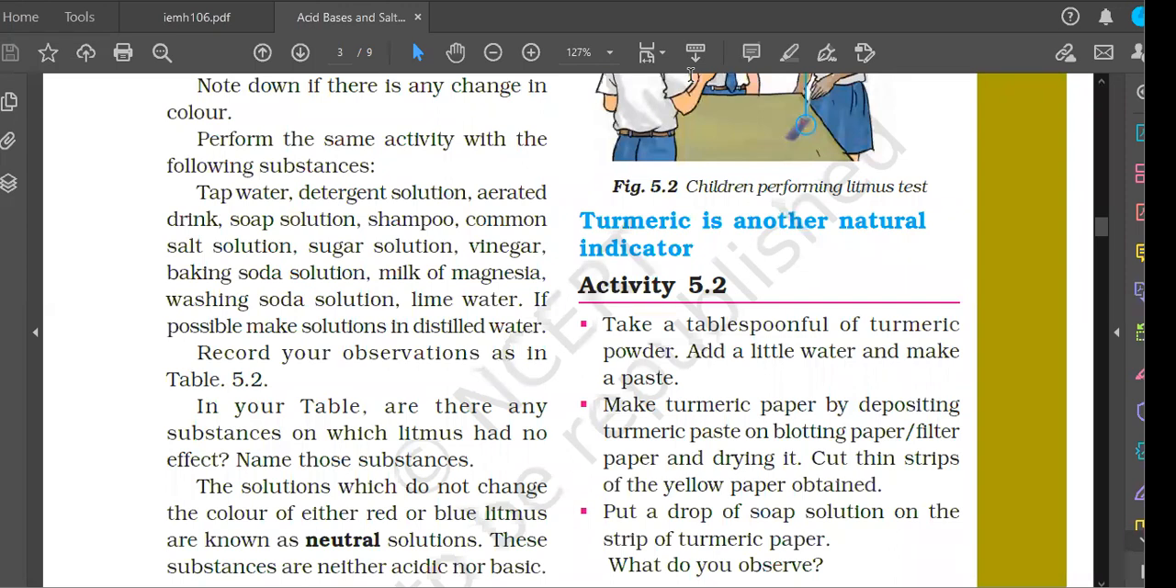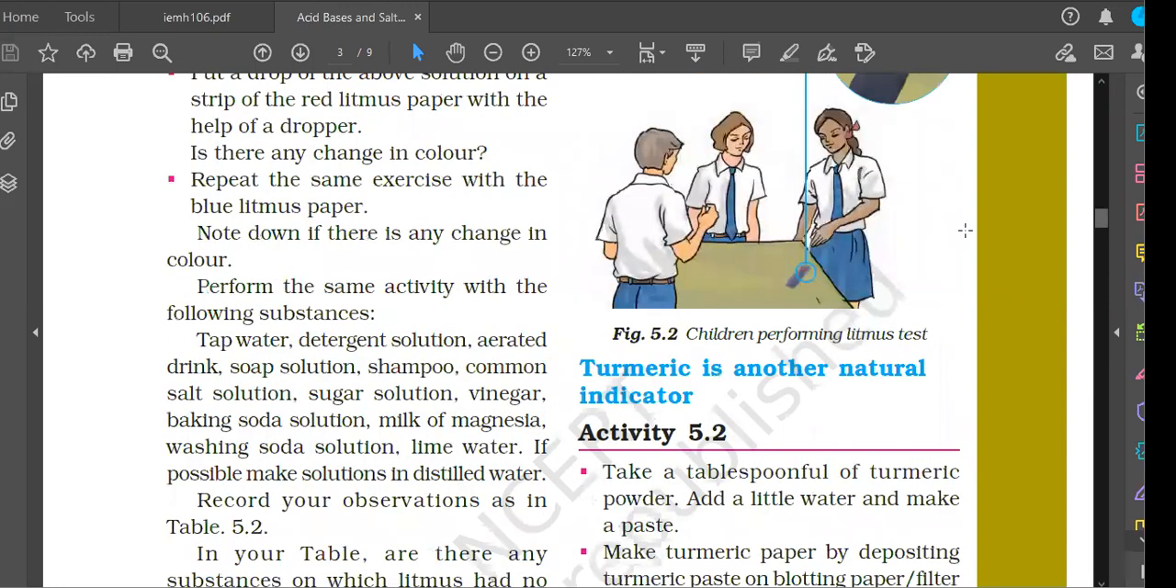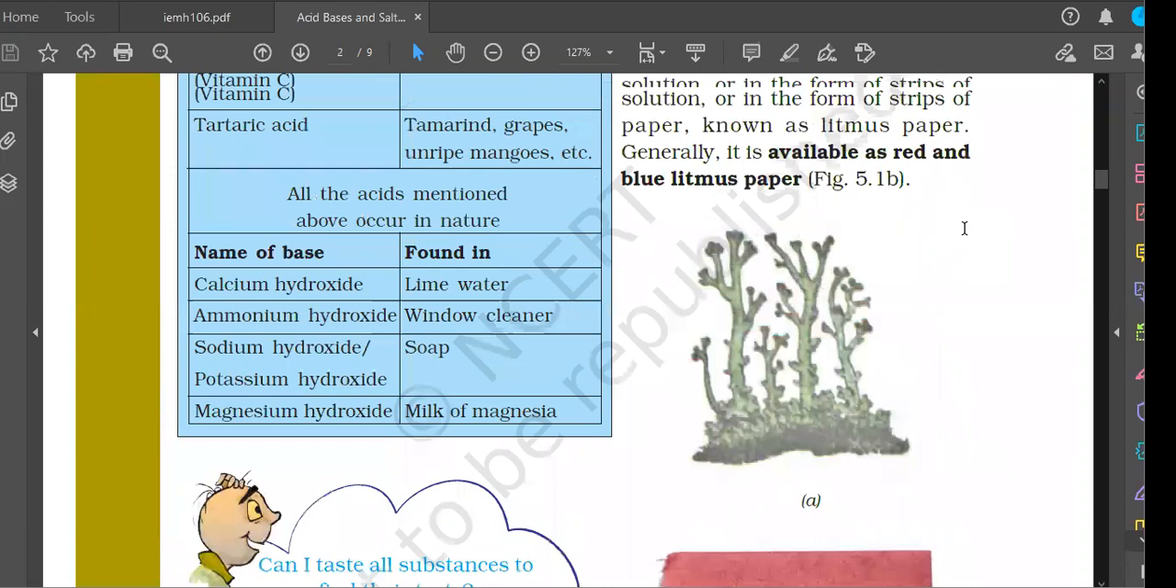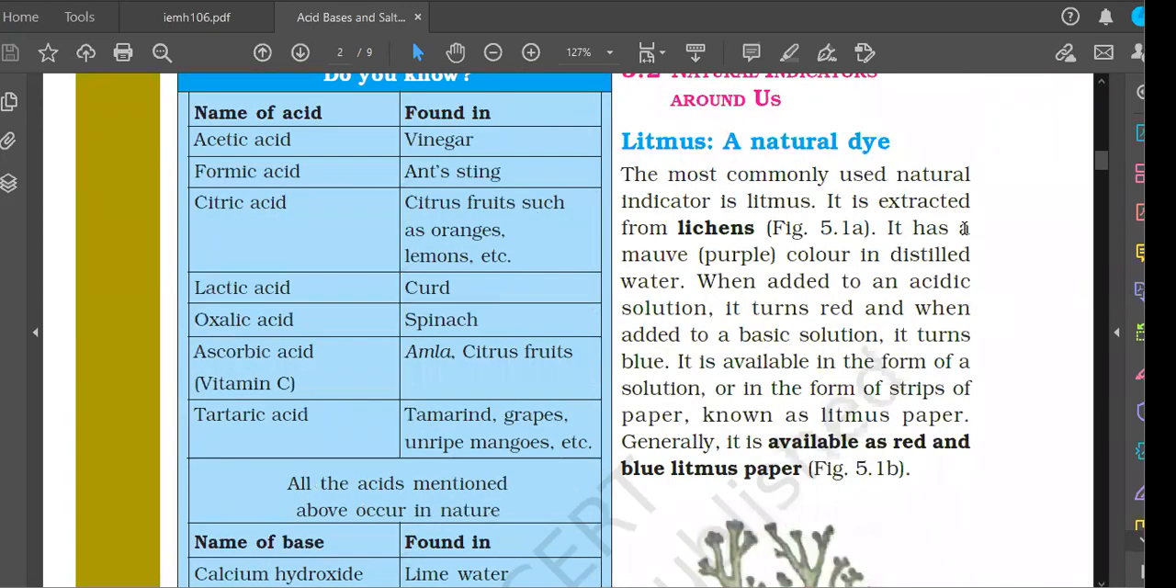Yes, Shravya, it is written now. It is your lichens only. See, it is written over here. It has a half color, lichens. I'm talking about this dye, this lichens. Okay, right, everyone? Shravya, distilled water means no ions.